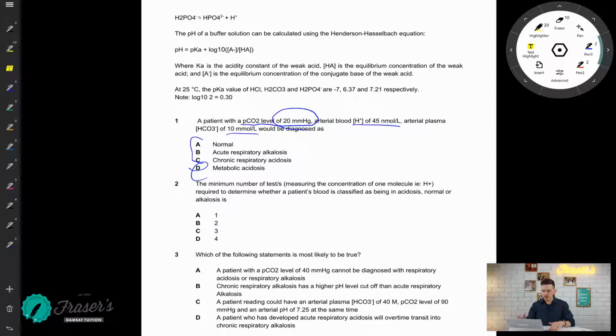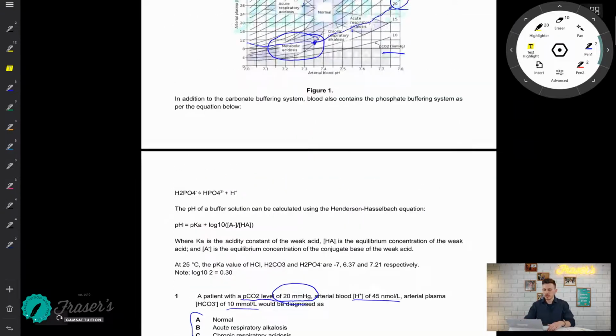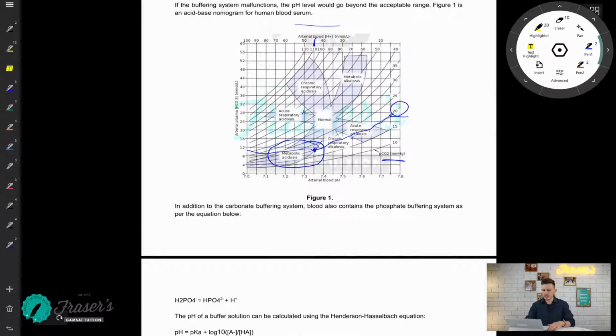Cool, so the next question, what we're doing is trying to work out the minimum number of measurements that we can use to diagnose someone like we did in question 1. So jumping up over here, keeping in mind that each of these regions would be representative of a diagnosis, same with up the top. The one that really stands out to me as being an issue is this partial pressure of CO2.